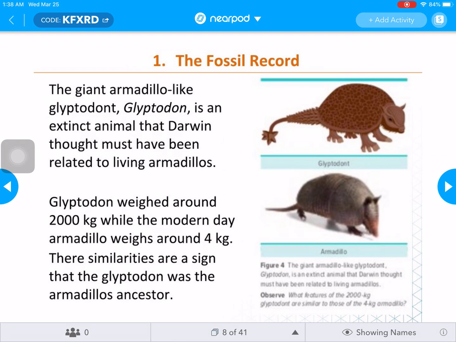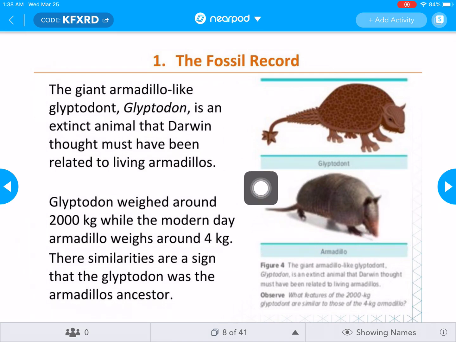So studying the fossil records can actually be very important for us to see the transition from one organism to another. So if you look over here, this is called a glyptodon, and this is our modern day armadillo. They look pretty similar. There are some obvious body differences, but the basic idea is a glyptodon lived a long, long time ago, and it weighed about 2,000 kilograms.